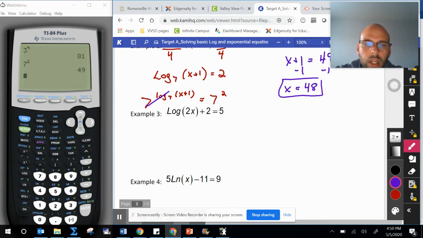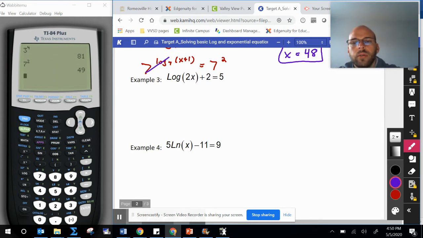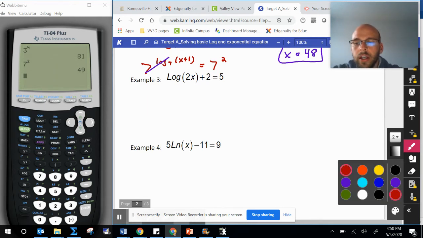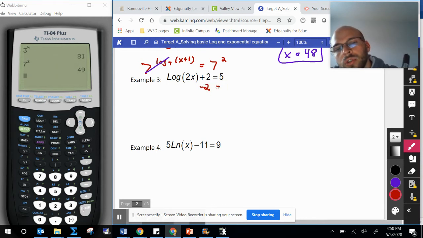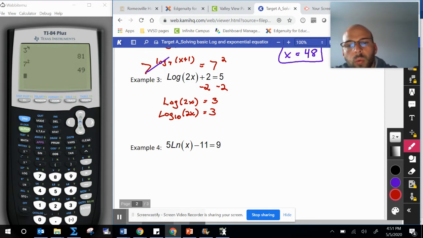All right, so example 3. Again, we want to isolate that log. So I'm going to subtract this 2. Let's get this log all by itself. So on the left-hand side, I just have log of 2x. 5 minus 2 is 3. Now, from an earlier video, you might remember if there's no base written, this is really log base 10 of 2x. So if there's no base, that's always a base 10. So what base do I have to use when I use my powers? 10 to the left side and 10 to the right side.